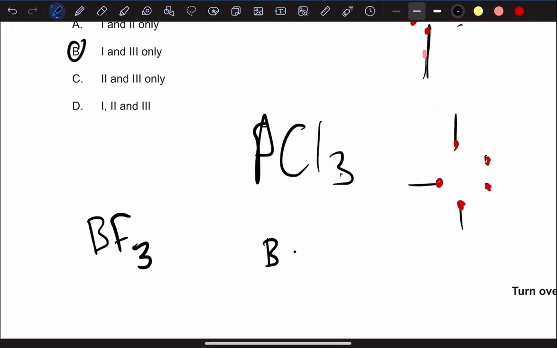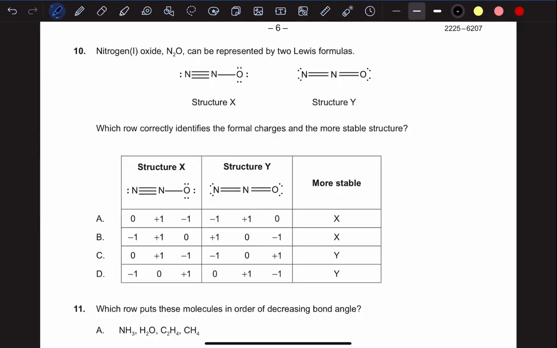So when we have boron and we have these 3 bonds, all of a sudden we don't have any other electrons in boron to complete its octet, and that means that it's an exception to the octet rule because it's electron deficient. It's missing these electrons. There we go. Alright, N2O can be represented by 2 Lewis formulas, and we have the 2 structures there.